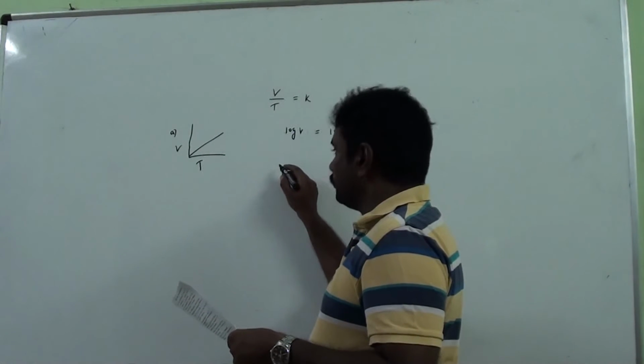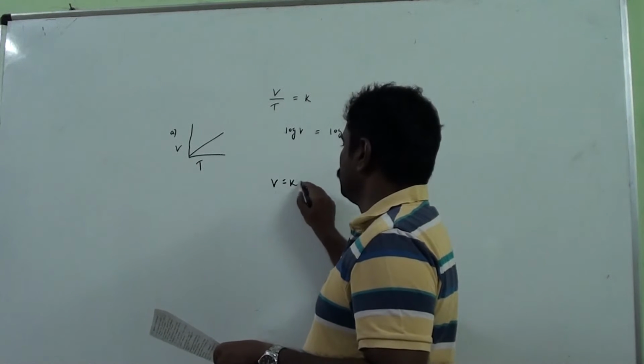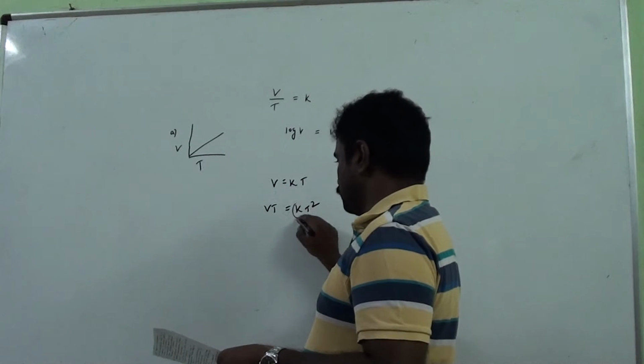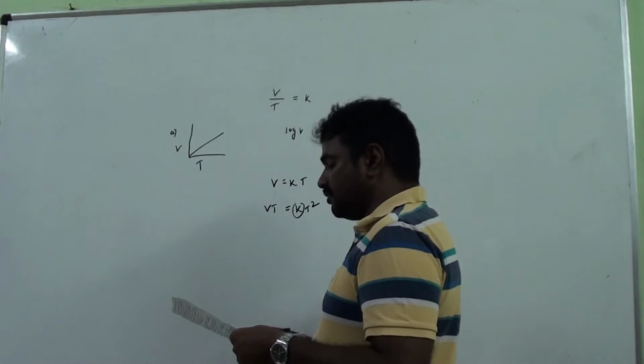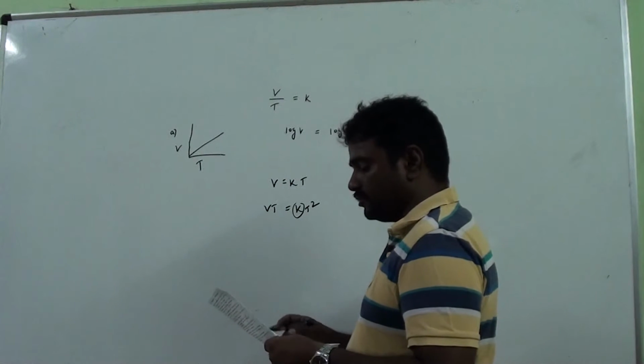VT versus T square. This can be written as V equals KT. Multiply both sides by T: VT equals KT square. So VT versus T square has slope K, which must be constant. That's also true.